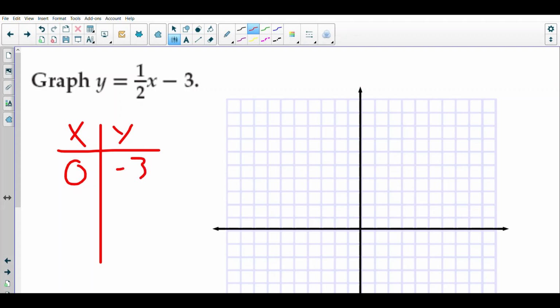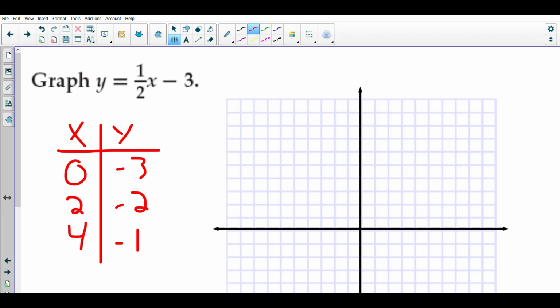And then to make things easier, since I'm multiplying by 1/2, I'm going to go by 2's. So 2 times 1/2 is 1. 1 minus 3 is -2. And I'm going to get 3 points to ensure that I create a straight line. So then I'm going to put 4 in for x. So I get 1/2 times 4, which is 2, minus 3 gives us -1.